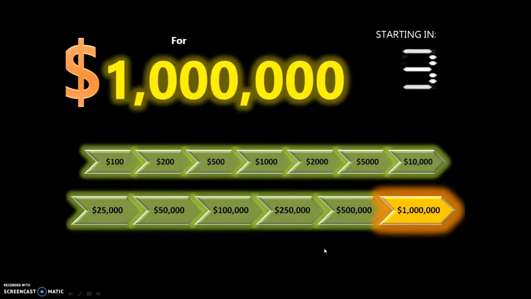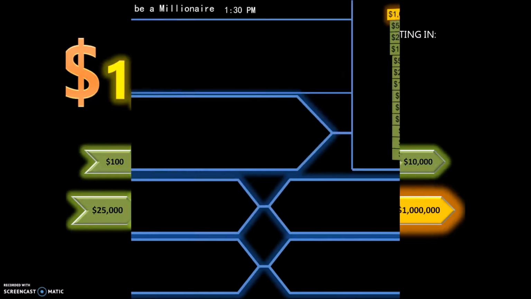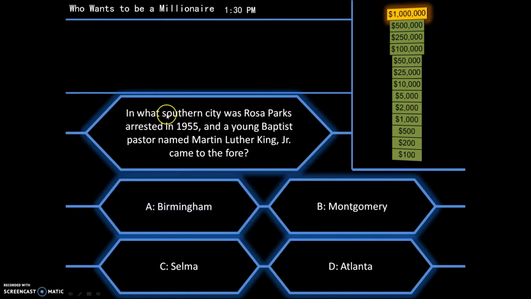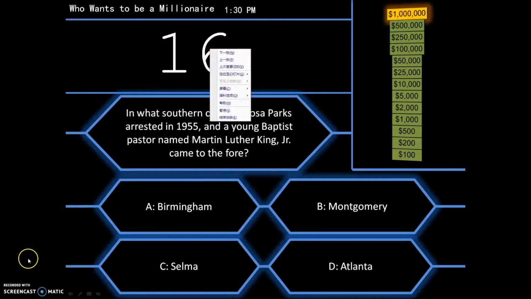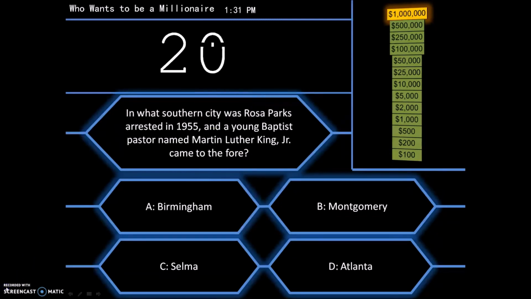Yeah, hey, we're headed to the last question. In what southern city was Rosa Parks arrested in 1955, and a young Baptist pastor named Martin Luther King Jr. came to the fore? Alright, so our answer here is, of course, Montgomery, Alabama.